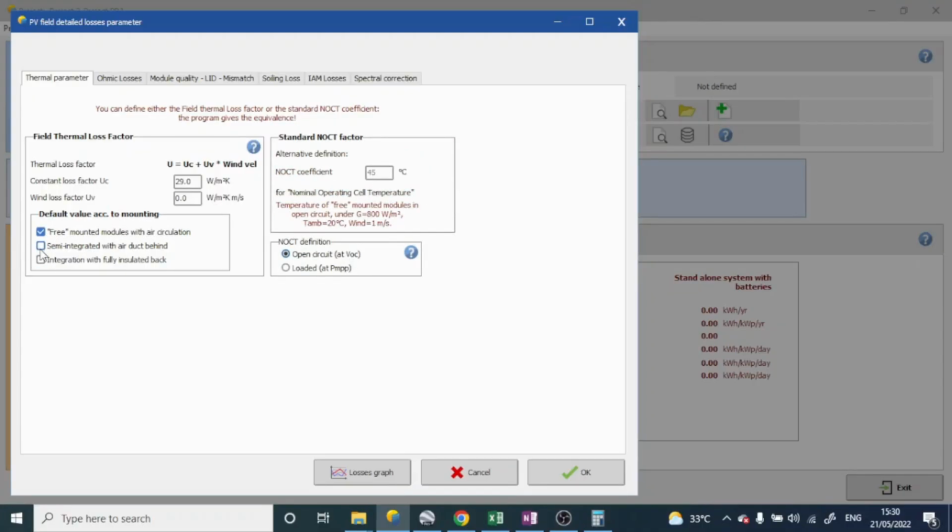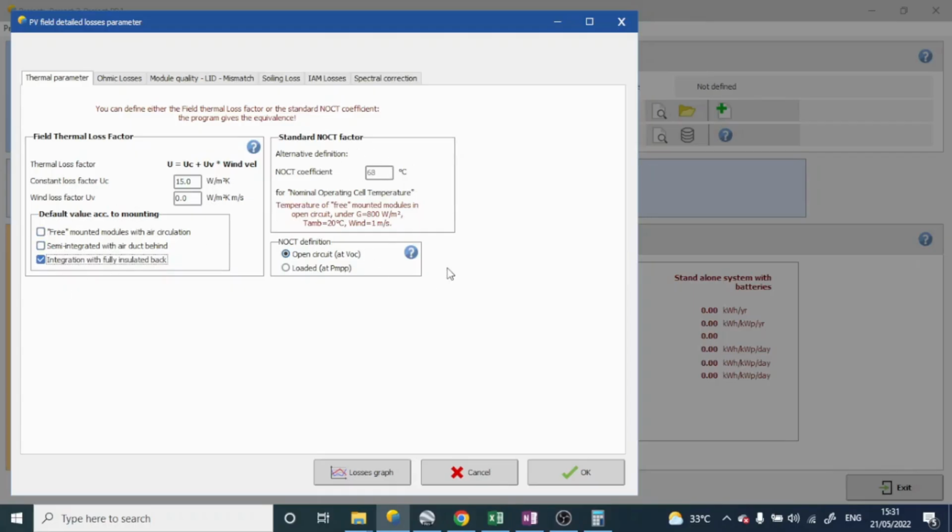If we have a semi-integrated system with an air duct behind it, the non-operational cell temperature is slightly increasing, and it will affect the open circuit voltage, that is 56 degrees. If we are fully insulating our system and there is no place for air circulation in the PV module, then the module temperature will increase up to 68 degrees.